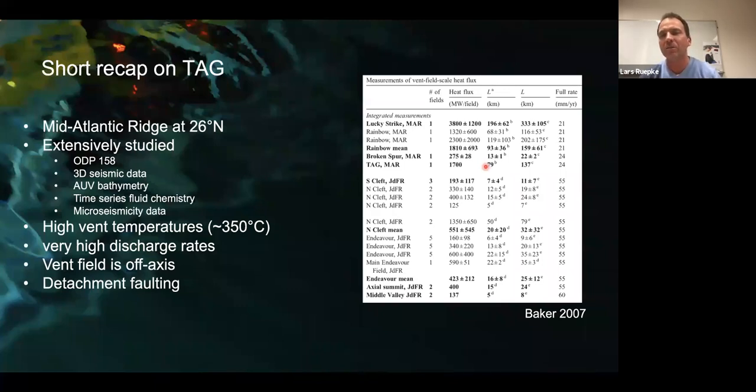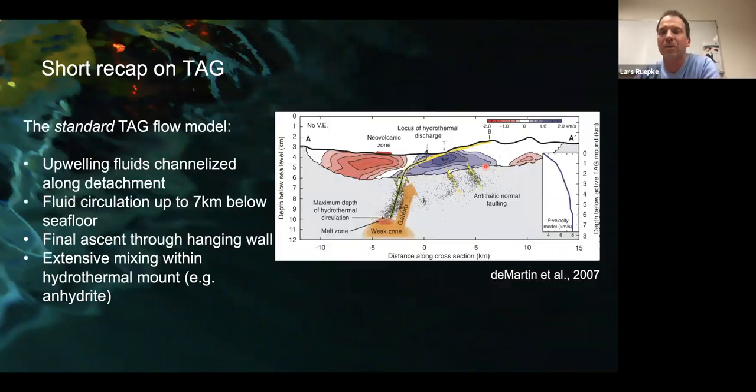Now, I have no idea how fluids would be collected over 80 kilometers. So what that basically means is that these systems are not in steady state. They are driven by episodic intrusions. But somehow you still need to collect fluids over a wider region. And we will come back to that point. Yes?